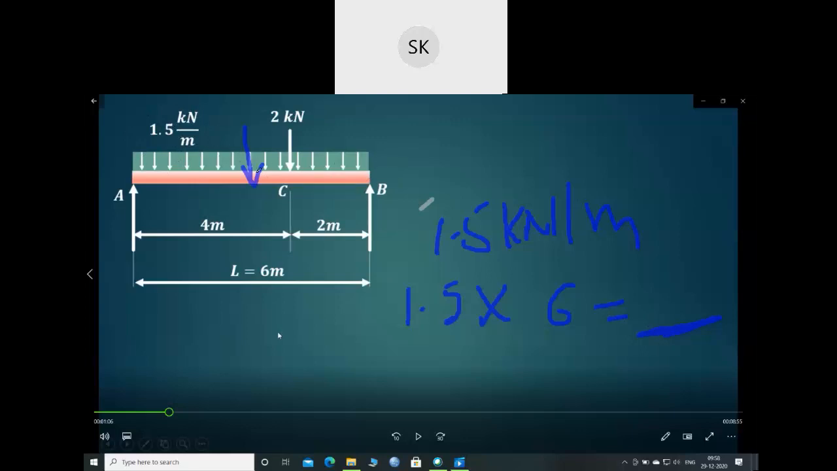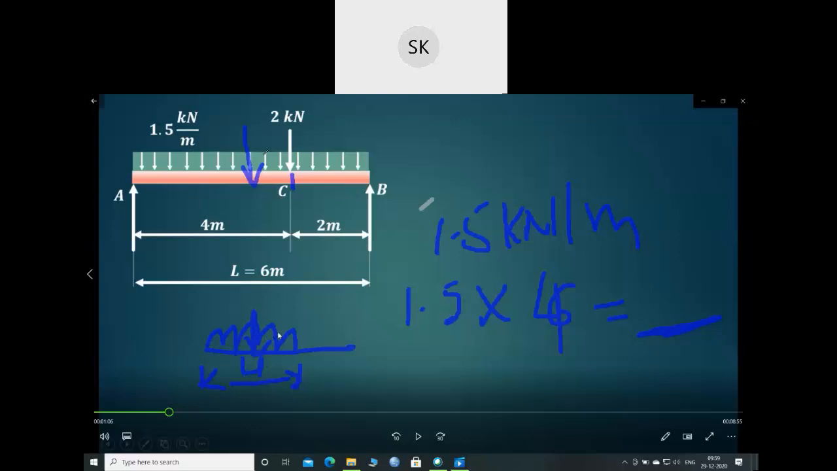Suppose this load was acting till C, and you have been given a condition where this load was acting till 3 meter or 4 meter. Suppose this is your whole beam and this UDL was acting till 4 meter. So you just have to multiply 1.5 with 4. You will get a point load. Now you have to place it at 2 meter, at the mid span.